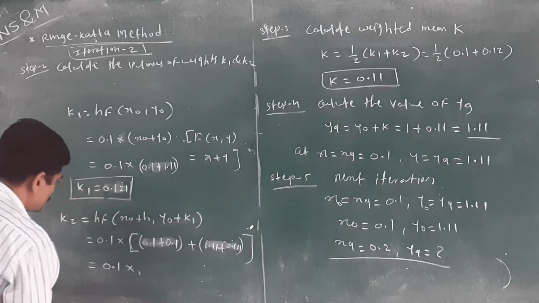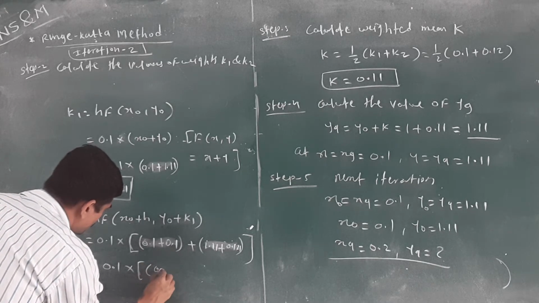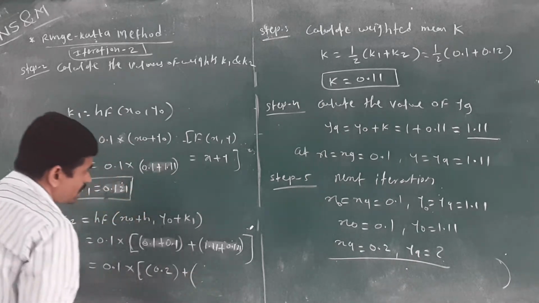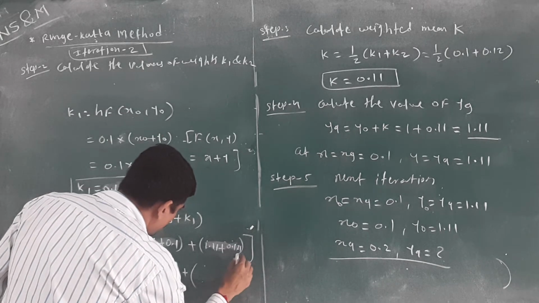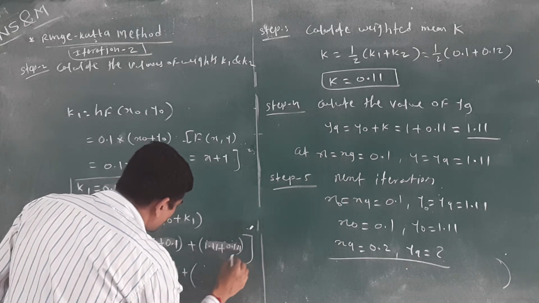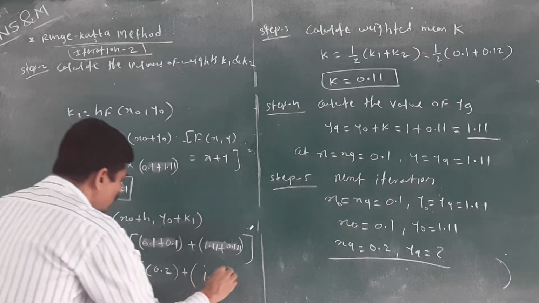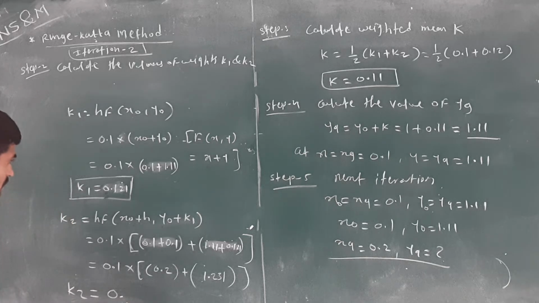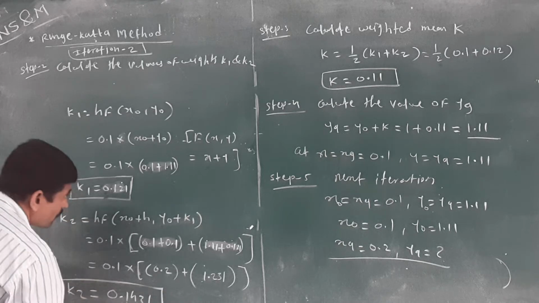We will erase this. 0.1 plus 0.1, you will get 0.2. Plus here is 1.11 and 0.121, which gives 1.231. If you have calculated this, K2 is equal to, you will get 0.1431. Okay, this is the value of K2.